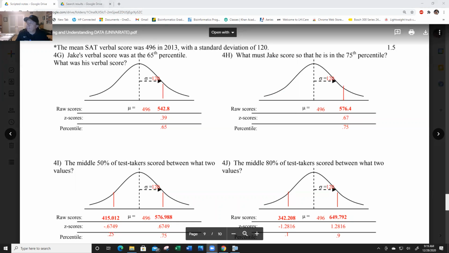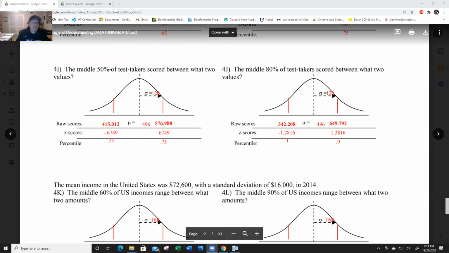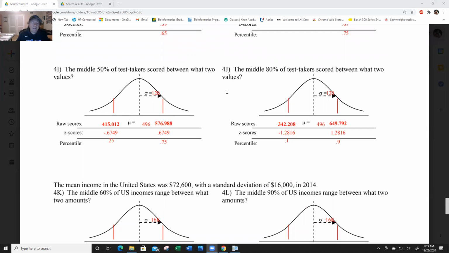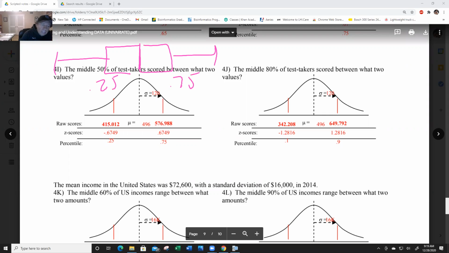The next one: the middle 50% of test takers score between what two values? The middle 50%. If you remember in a box plot, I'm going to draw a box plot here. The middle 50% is the 75th and the 25th. So I started with this right here, 75th and 25th.